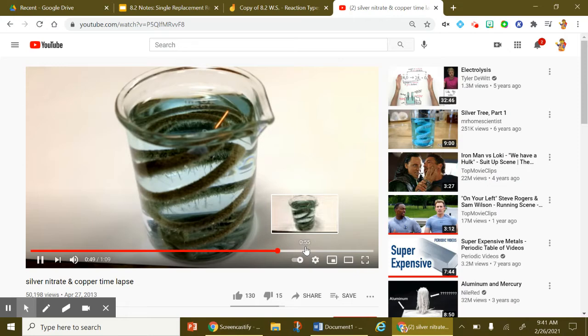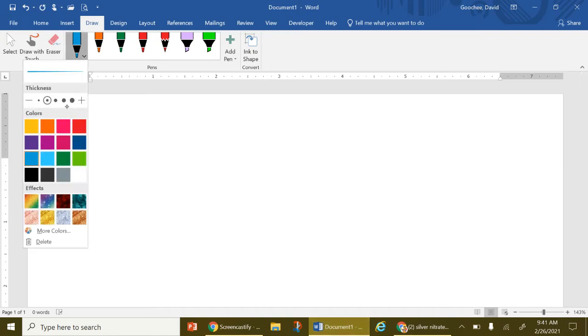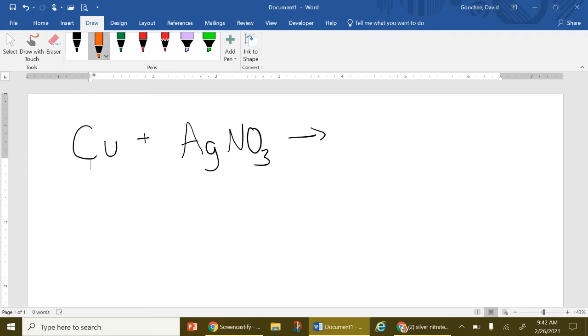Okay, now this right here is an example of a single replacement reaction. Let me explain what's going on here. So what you have is a piece of copper metal, so that's just pure elemental copper, and it is combined with a solution of silver nitrate. So you have elemental copper, and then you have this silver nitrate. Now what goes on is the copper comes in and it replaces the silver.